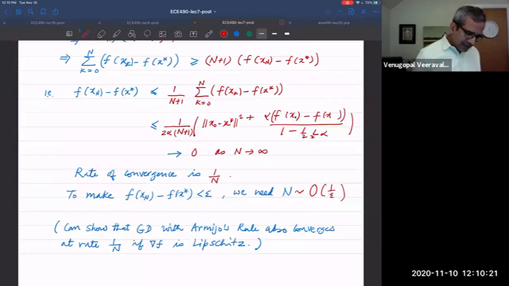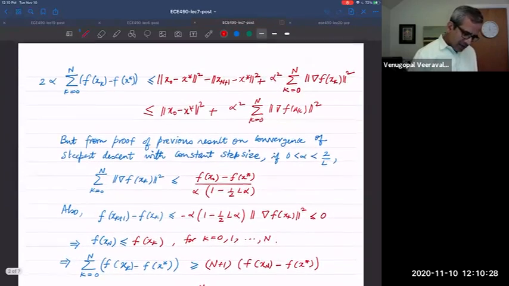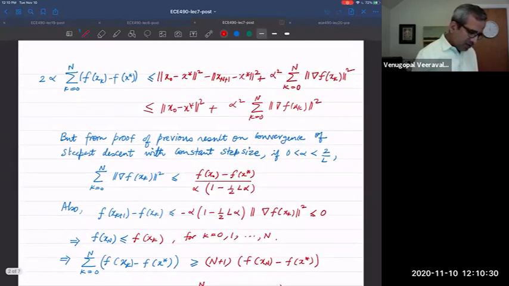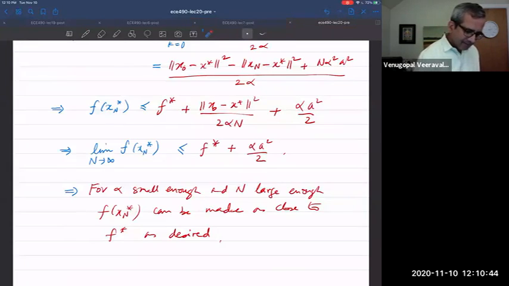So when gradients exist, then all we needed was to make sure that alpha was between 0 and 2 over L. As long as we did that, then we had convergence to x star at rate 1 over n. Everyone see that difference?